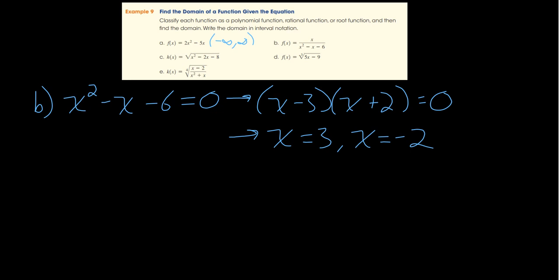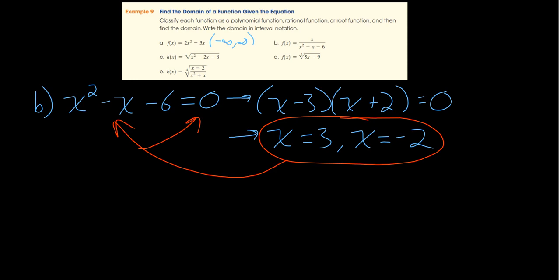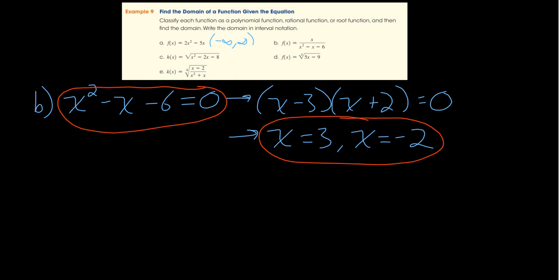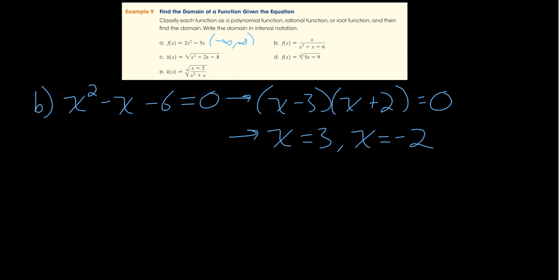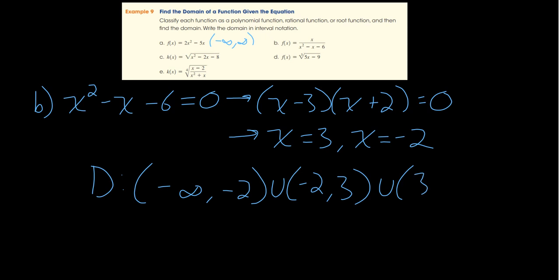So these two are the numbers that I'm not allowed to use. Because if I plugged these numbers in, I get a 0, and that 0 will make this denominator 0. So even though those numbers are the solution to the equation of what makes the denominator 0, that's what I'm not allowed to use. I'm not allowed to have a number in the denominator that is 0. So my domain is negative infinity to negative 2, unioned with negative 2 to 3, unioned with 3 to infinity.